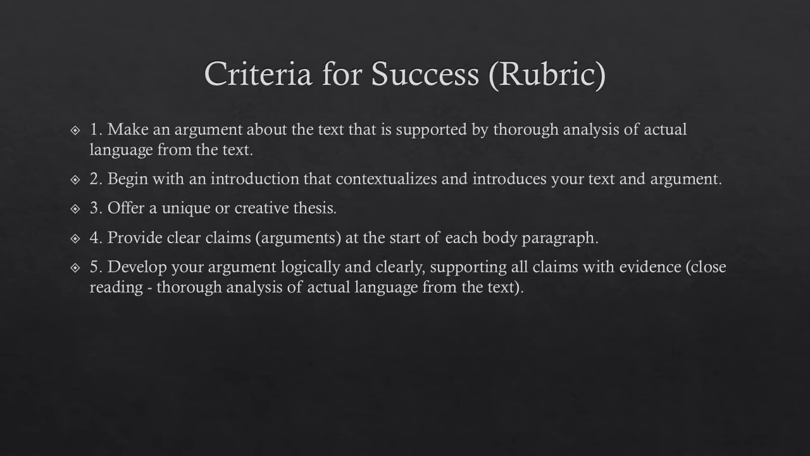Number five, develop your argument logically and clearly, supporting all claims with evidence. Close reading, thorough analysis of actual language from the text. So this is the close reading bullet point. After you state your supporting argument in the first sentence of a body paragraph, you then maybe give some context, but pretty soon after that, quote from the literature, and then explain in your own words how that language from the literature proves the argument you made in the opening sentence of the body paragraph.